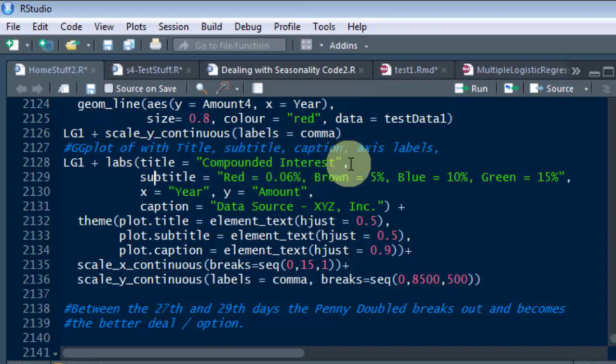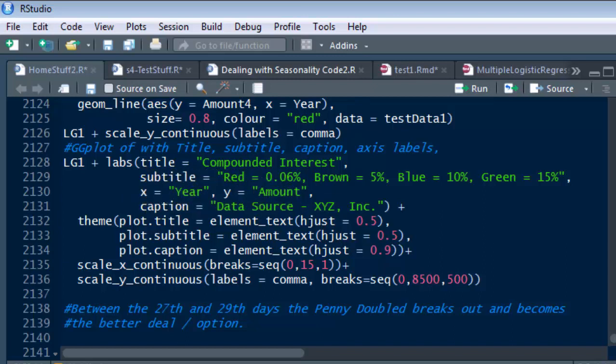We're using four different lines. So I've got red equals 0.06. That's this one right here. Brown equals 5%. Blue equals 10%, and green equals 15%. That's in my subtitle. So I'm going to have the title, the subtitle, and then I'm going to relabel the X and Y as year and amount. So I've still got this as year, but I want that to just say amount over there.